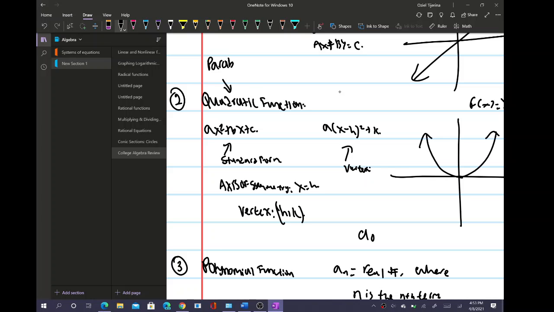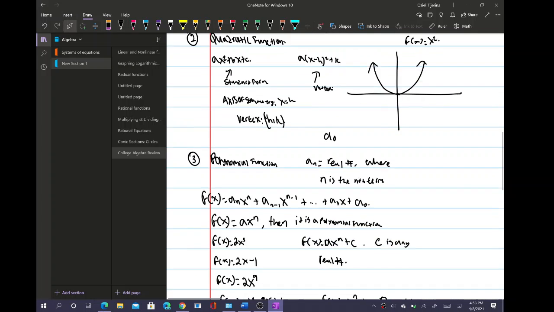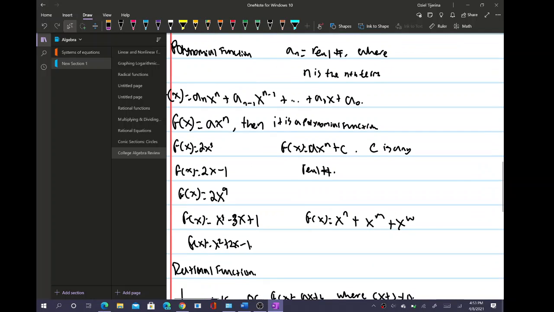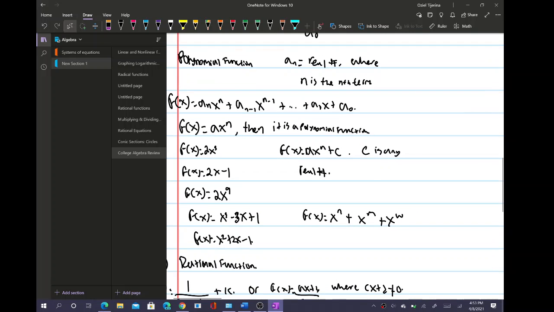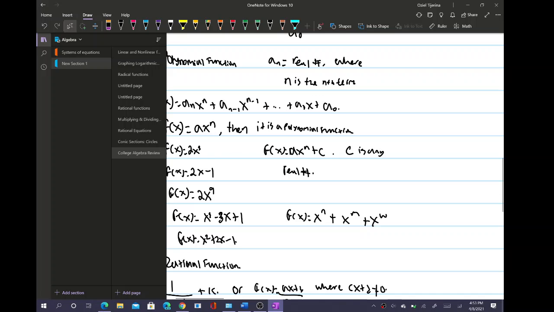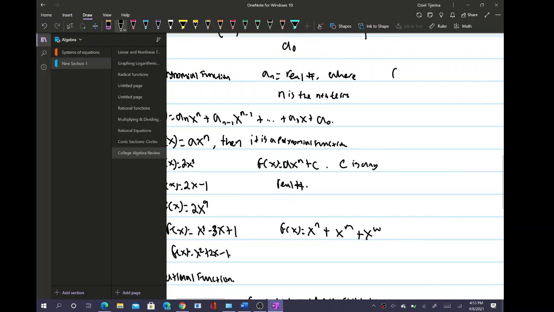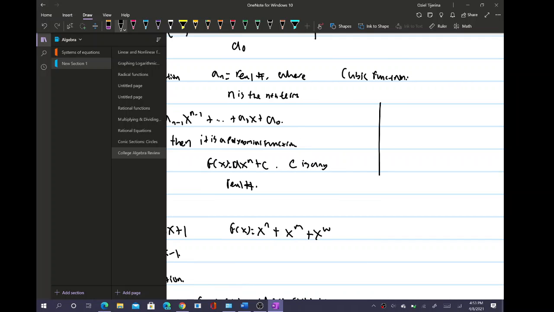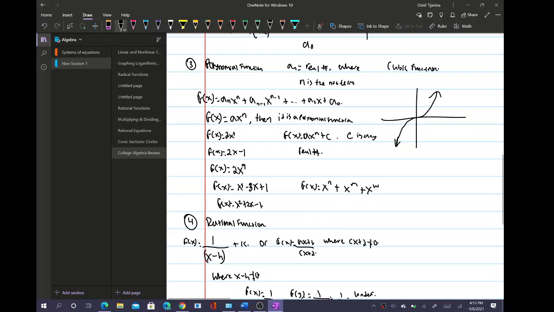For polynomial functions, if you have a cubic function, for example, that's a polynomial function. A cubic function is a specific kind of polynomial function where we have something like this. That's kind of a crappy drawing, but it's okay.